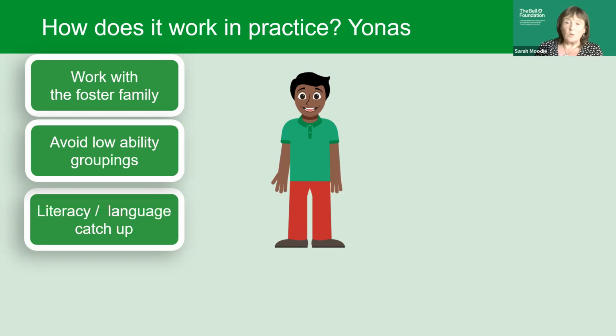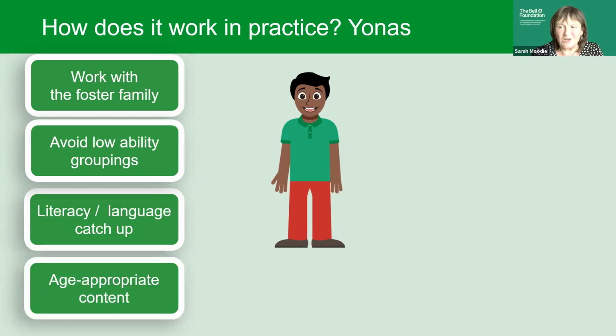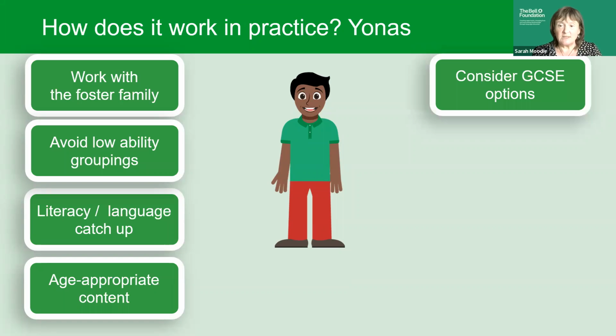Also, in any one-to-one or small group sessions which your school might provide, it's very important not to use childish pictures or reading schemes designed for much younger children, as these can be demotivating and undermine self-esteem. You might want to consider giving Jonas one or two fewer GCSE options and using the extra slots for some kind of subject-focused language support.